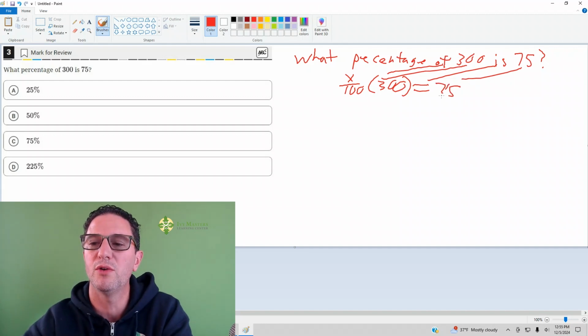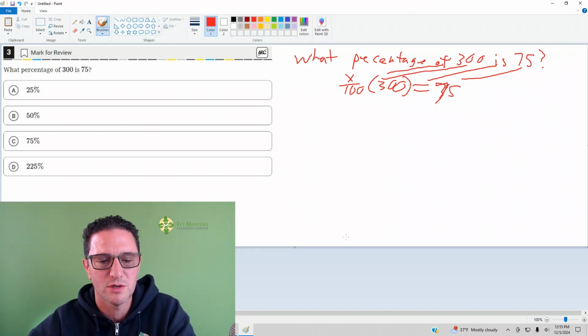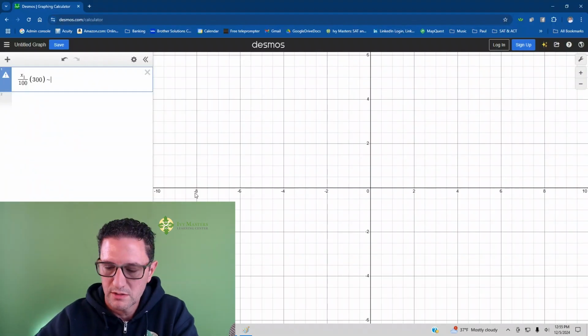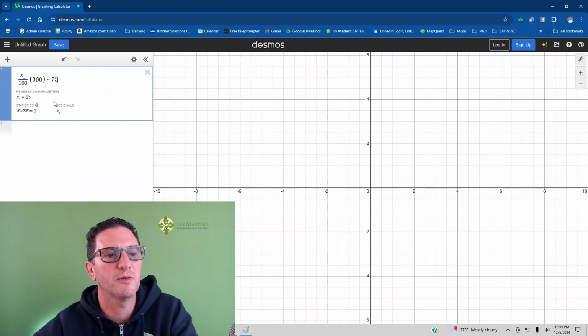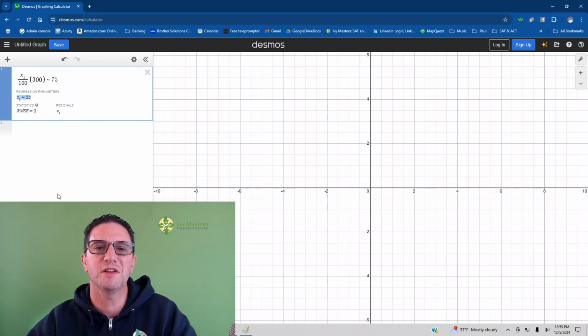All you've got to do is, that's a 75. You plug that into Desmos. 75. Finish plugging into Desmos. And voila, it gives you your answer. X equals 25.